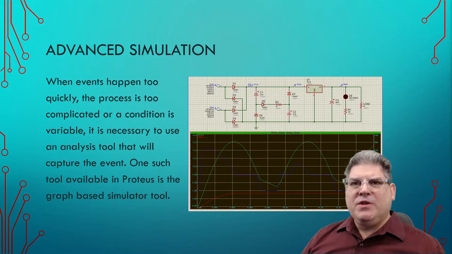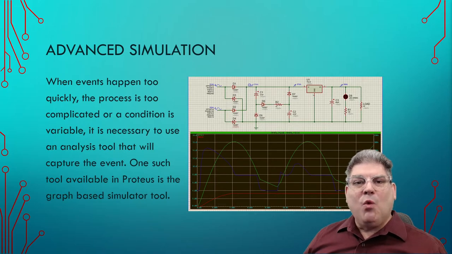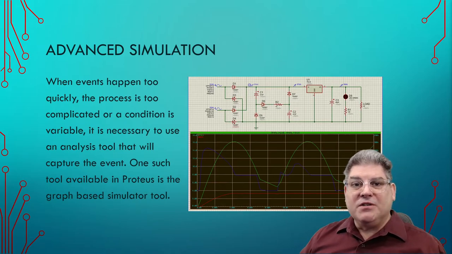And the issue with the oscilloscope is that it's actually operating in real time. And some events happen too quickly or too slowly for you to get a good picture of what's happening, as well as there are a lot of different types of graph-based simulations available to you.